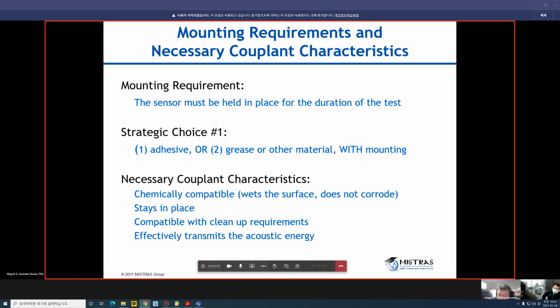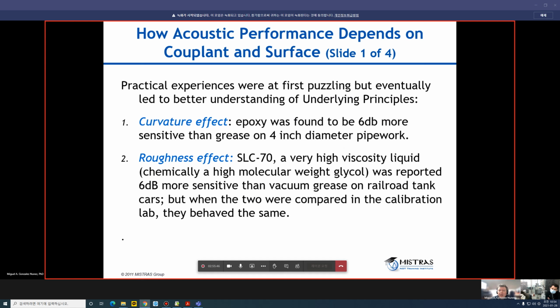From practical experience, we have to bear in mind the curvature effect. In some pieces with a specific curvature, the use of epoxy was found to be 6 decibels more sensitive than the use of silicone grease on a pipeline of 4 inches diameter.